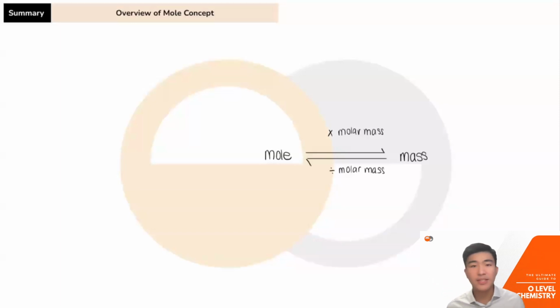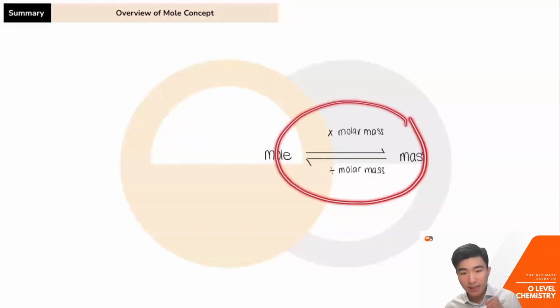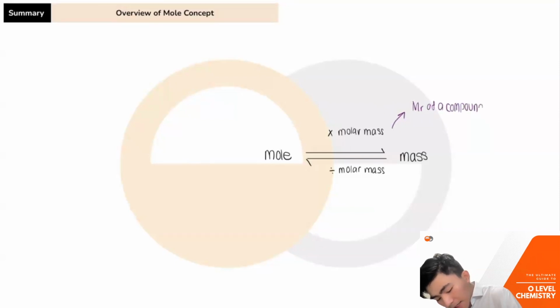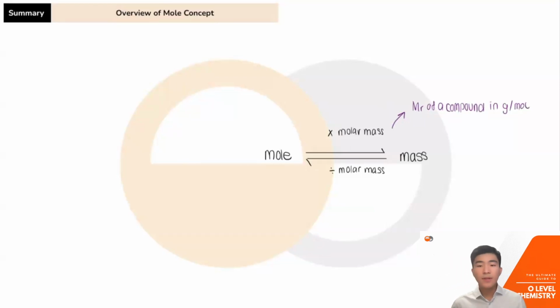Now, this is the first relationship you need to know. How do we convert from mole to mass? The most important one: what is molar mass? Molar mass is basically the Mr of a compound, in grams per mole. So for molar mass, you need to be aware of the units as well. Okay, so this is the first relationship you need to know.